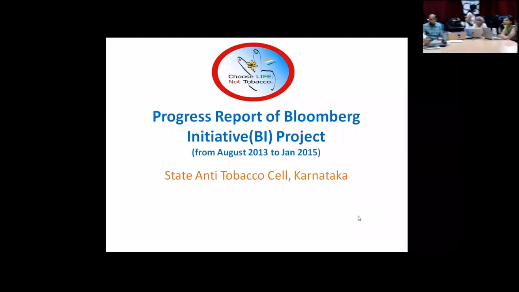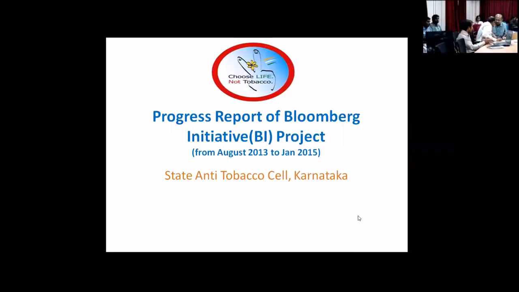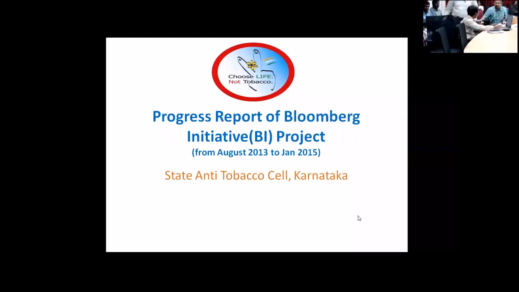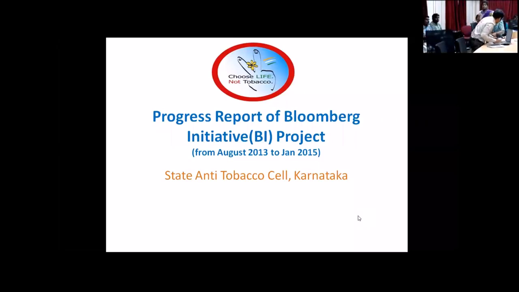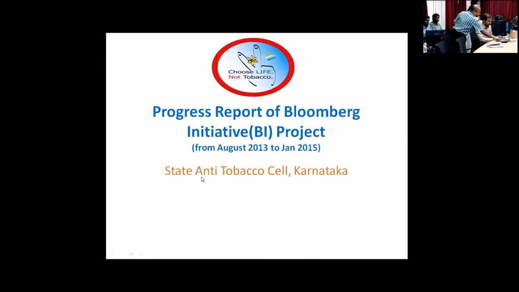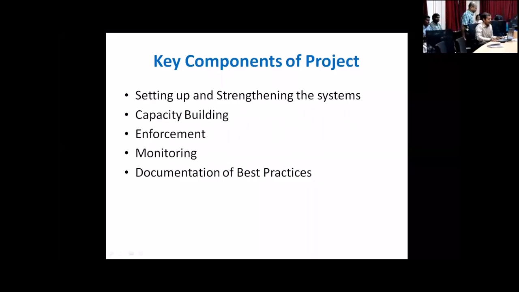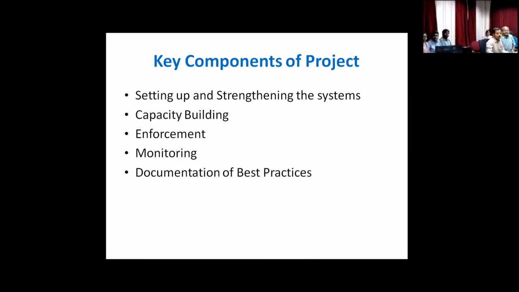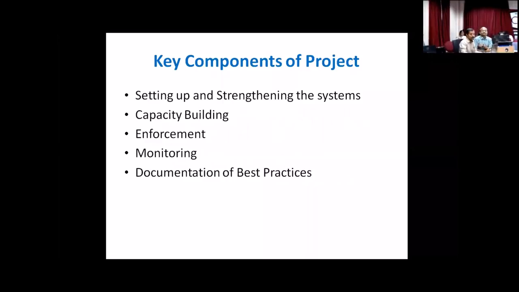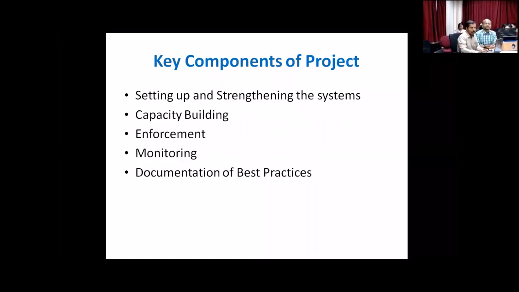For the next 10 minutes, I'm going to discuss the tobacco control updates in Karnataka. In the state anti-tobacco cell, we are running a project called Effective Implementation of Tobacco Control by Capacity Building, Enforcement and Monitoring, with the support from the Union. It's funded by the Bloomberg Initiative.